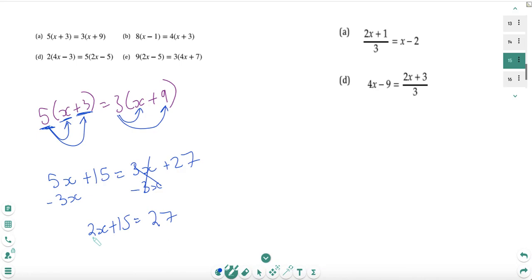X is being multiplied by 2, then added by 15. So we'll get rid of plus 15 first. The opposite of plus 15 is minus 15. Balance it. Cancel the opposites. 2x equals 27 minus 15 is 12. 2x means 2 times something is 12. Well, x must be 6. This one, guys.